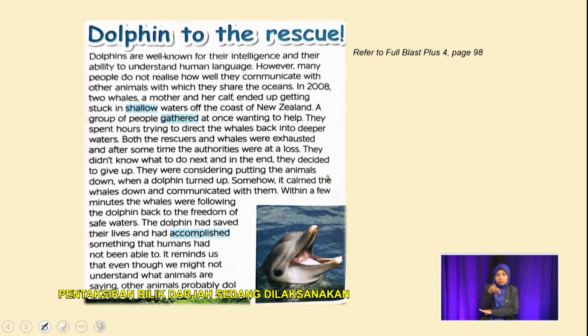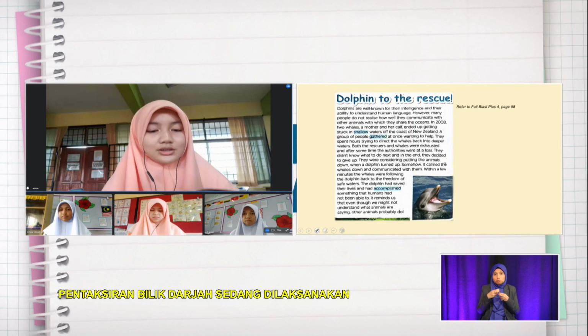Somehow, it calmed the whales down and communicated with them. Within a few minutes, the whales were following the dolphin back to the freedom of safe waters. The dolphin had saved their life and had accomplished something that humans had not been able to. It reminds us that even though we might not understand what animals are saying, other animals probably do.